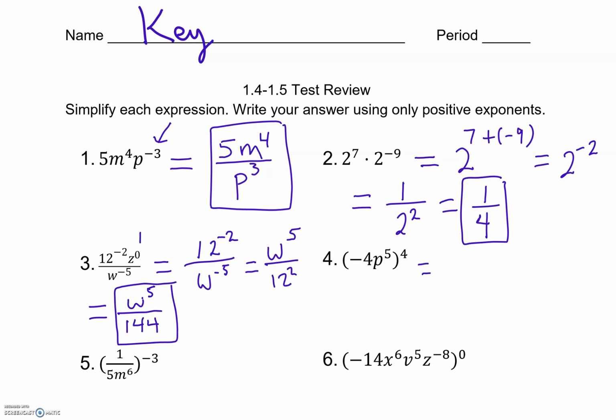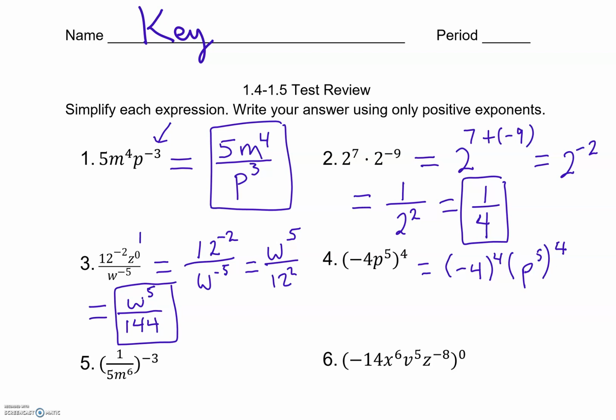Okay, problem number 4. We have a product raised to a power, so we're going to take the negative 4, raise it to the 4th power, and take the p to the 5th and raise it to the 4th power. Notice the negative here didn't create a fraction because it's not a negative exponent. It's a negative 4 multiplying with p to the 5th. It's not an exponent.